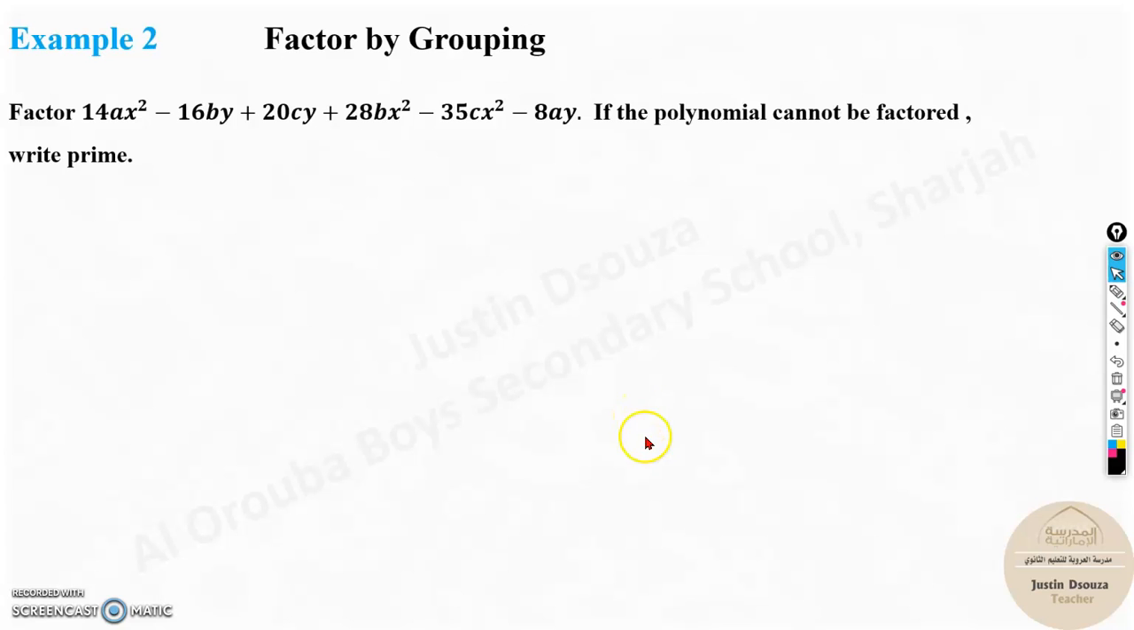Now we will learn factor by grouping. This is usually used when there are plenty of terms. You can see over here in the given question, you may have to factor this and classify how it is. Now you can see there are 1, 2, 3, 4, 5, 6 terms.